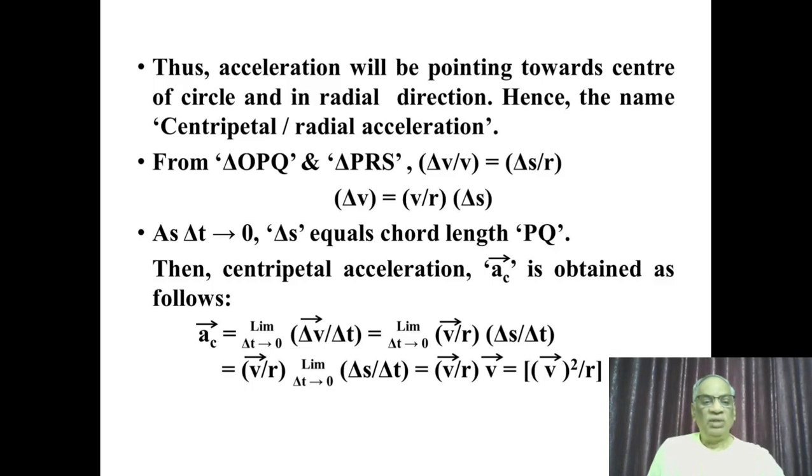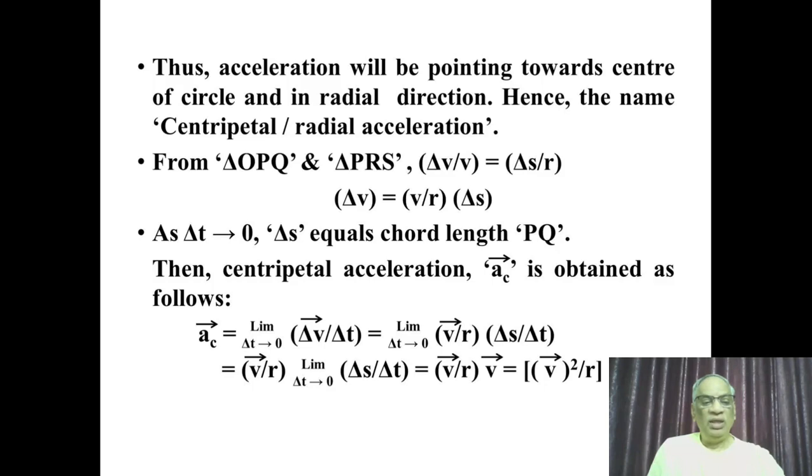So if we see both triangles, triangle OPQ and PRS, delta V by V is equal to delta S by R. So delta V is equal to V by R of delta S. Delta S is the arc length. As delta T tends to 0, delta S equals the chord length PQ. Then centripetal acceleration AC is obtained as follows.